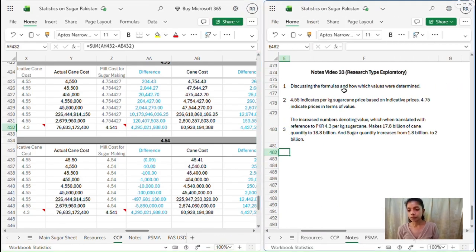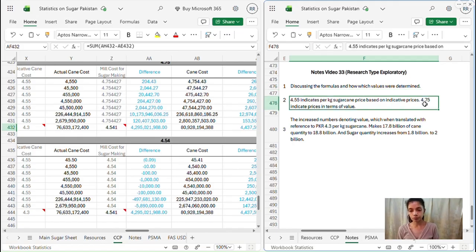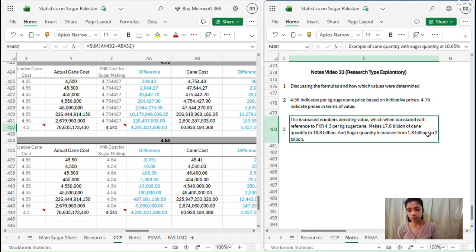It's discussing the formulas and which values were determined that I've discussed. 4.55 indicates per kg sugarcane price based on indicative prices. 4.75 indicates prices in terms of value that I've discussed. The increased number is denoting value, which value translated with reference to 4.3 per kg sugarcane makes the cane quantity go from 17.8 billion to 18.8 billion, and sugar quantity increases from 1.8 billion to 2 billion, that we have just discussed and established.